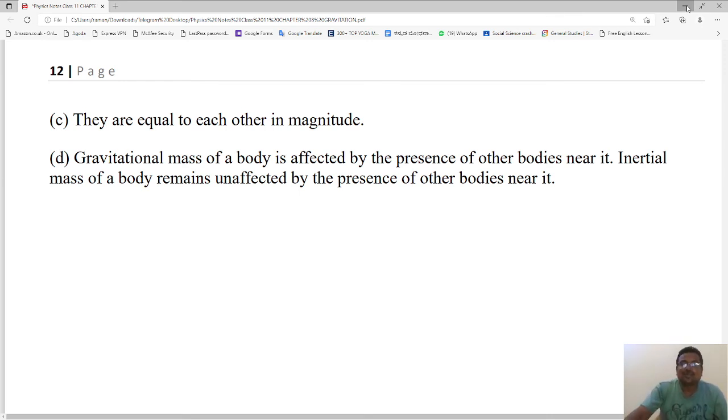So these are some important points regarding gravitation. We have discussed the universal law of gravitation. We have discussed weightlessness. We have discussed orbital and escape velocity. And we have discussed the acceleration due to gravity. Hope, my dear friends, you understand this concept.